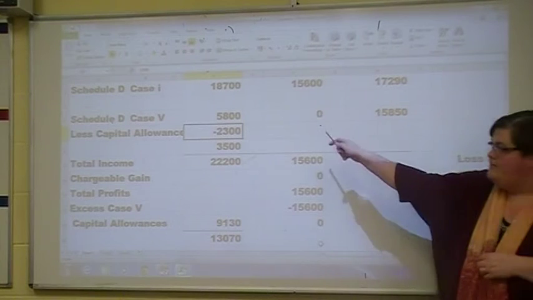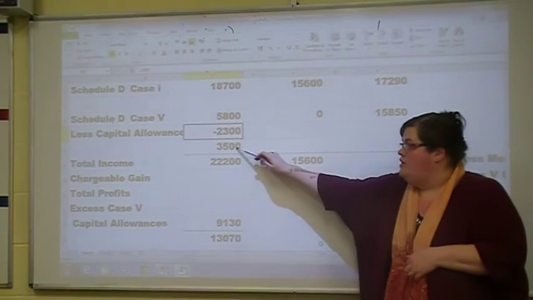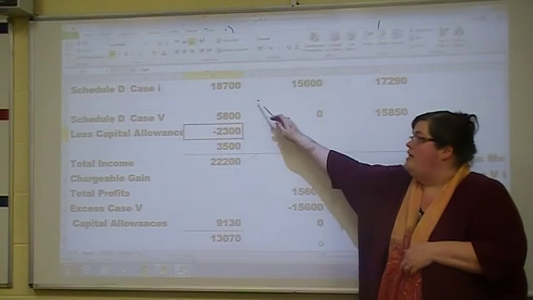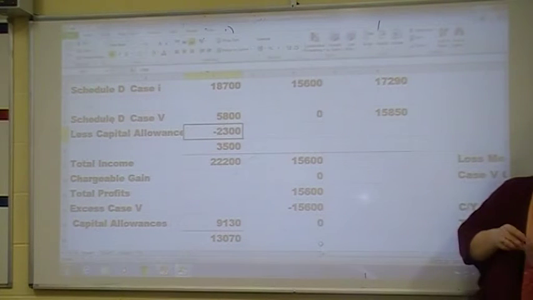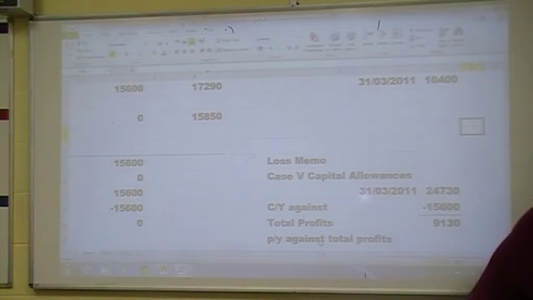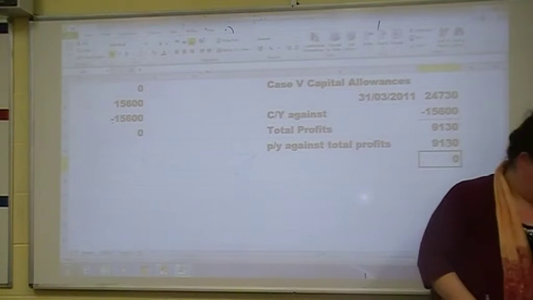And you do it inside here then, this 9,130. You get rid of your case 5 income first. So take 3,500, that's gone, and you're actually being taxed then at the 12.5% rate. Can I just do the last memo there then? So minus 9,130 and we're down to 0.